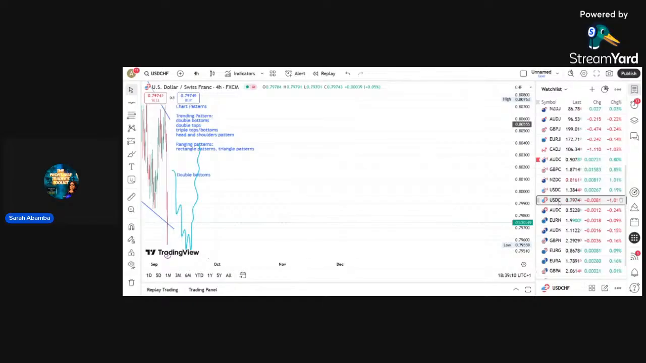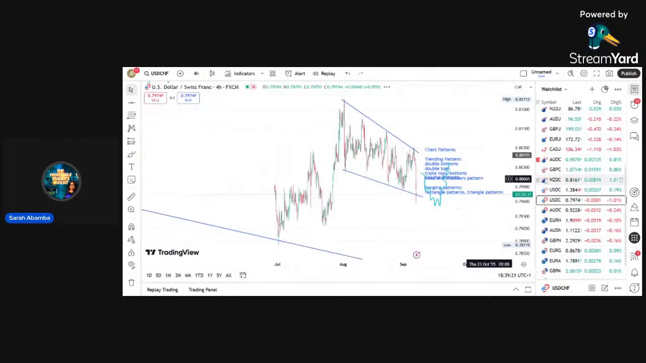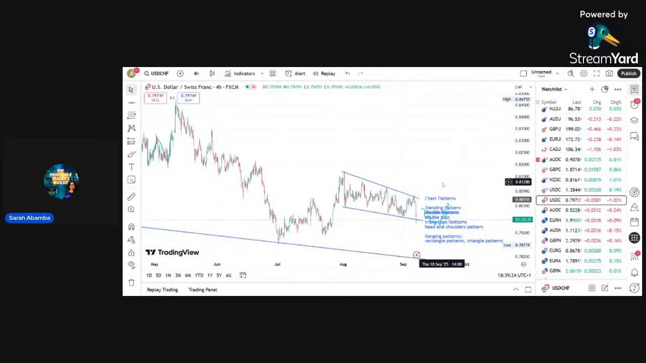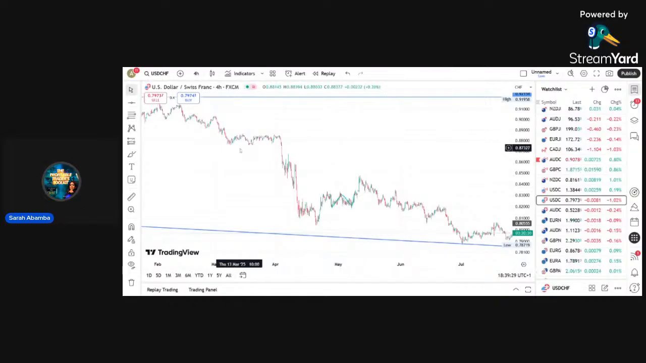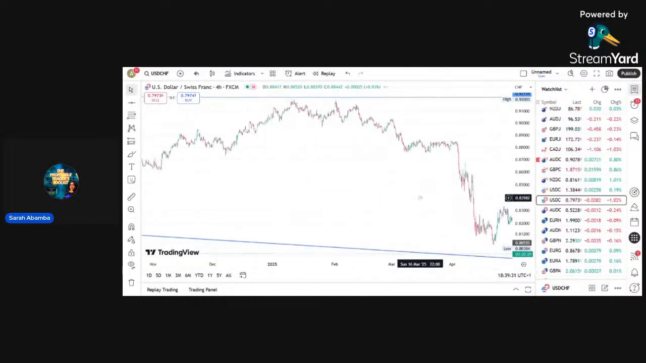Also, okay, so we have seen the double bottoms, double tops, head and shoulders. Then these ones are the rectangles, that is the ranging pattern. I actually missed a pattern. This is the triple tops and the triple bottoms. So the triple tops and bottoms are like this.